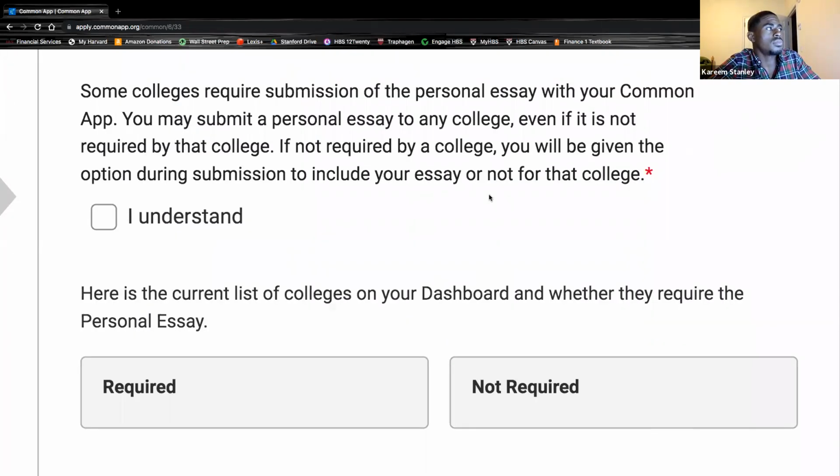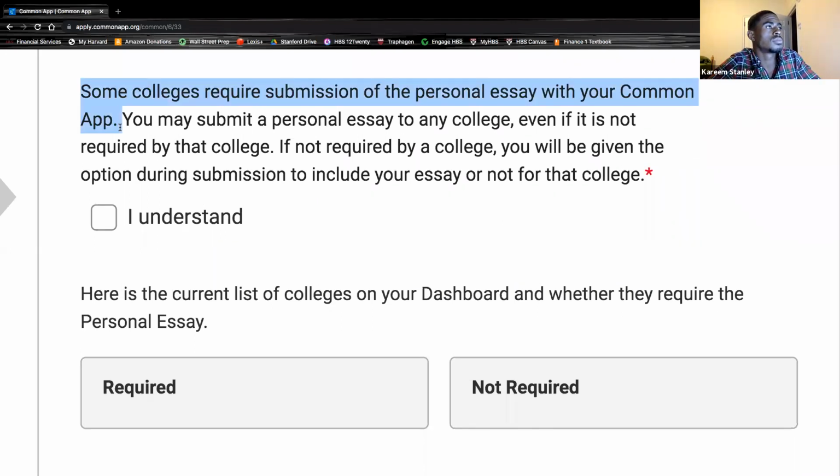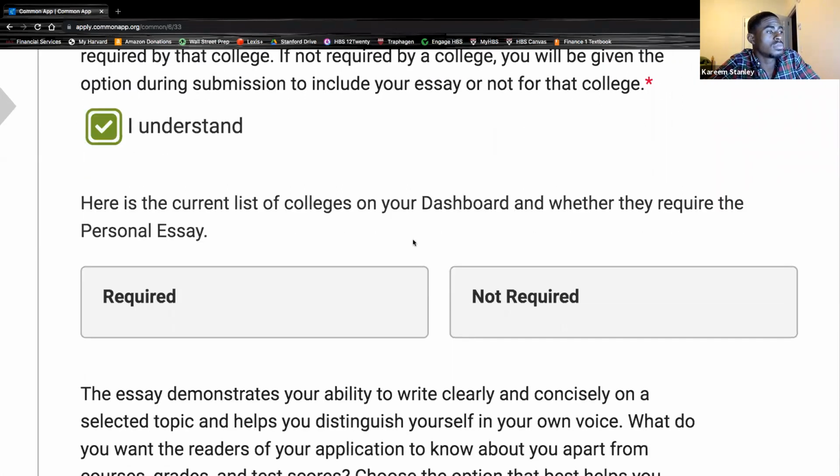Some colleges require submission of the personal essay. I just want to remind all of you, Kareem, do you mind just reading this piece out so that everyone can see it? Go ahead. Some colleges require submission of the personal essay with your Common App. You may submit a personal essay to any college, even if it is not required by that college. If not required by a college, you will be given the option during submission to include your essay or not for that college. Okay, good. So I understand, right? Okay, let's keep going.